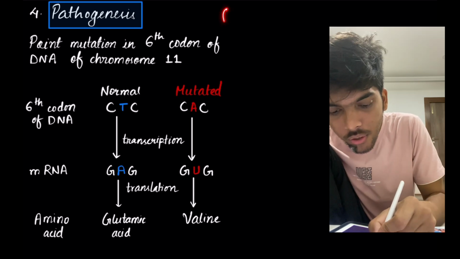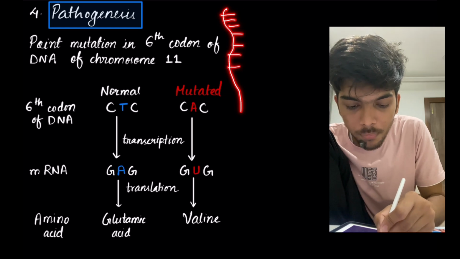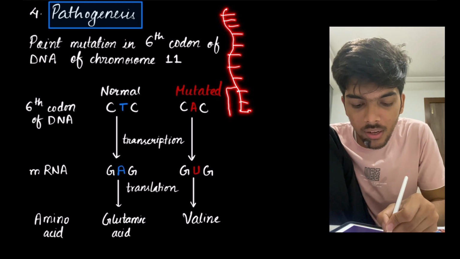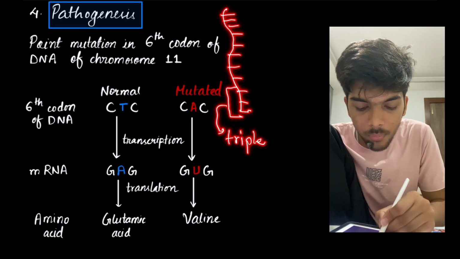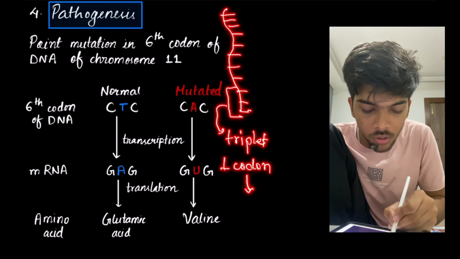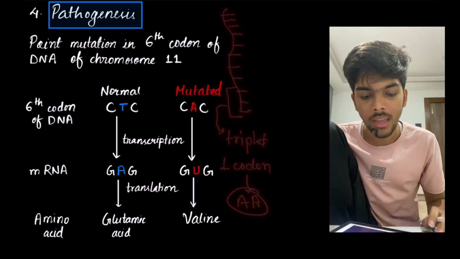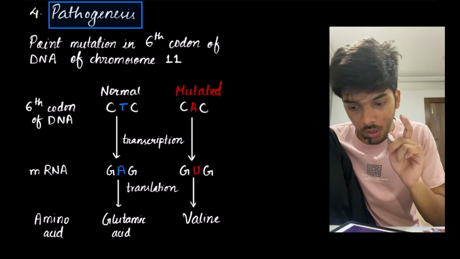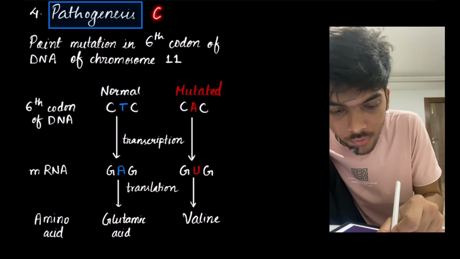First, there's your DNA, right? The DNA obviously contains nitrogen bases. These nitrogen bases are present in a collection of 3, or triplet. And this one triplet is also called one codon. The significance is that one codon codes for a single amino acid during transcription and translation. So there are codons in chromosome number 11.